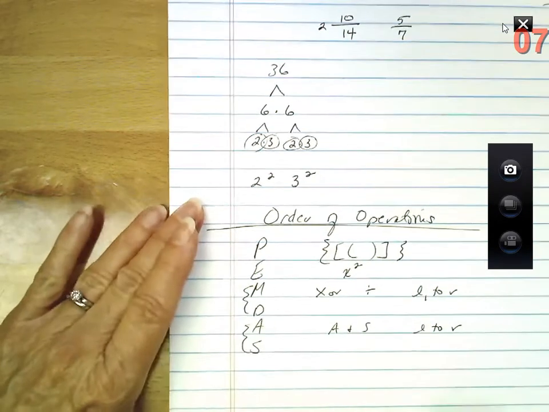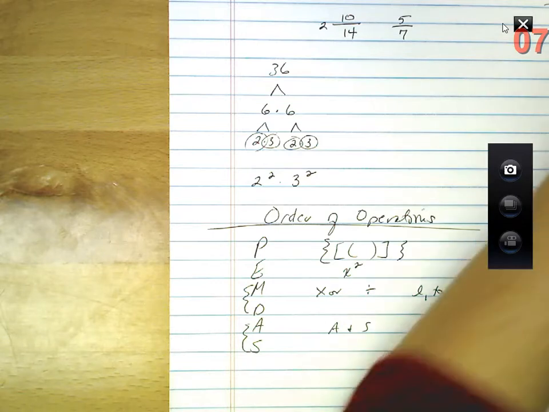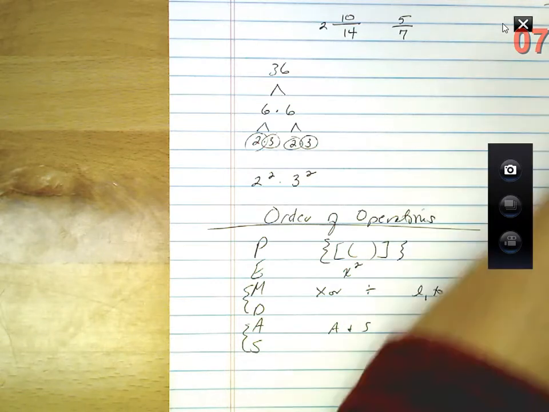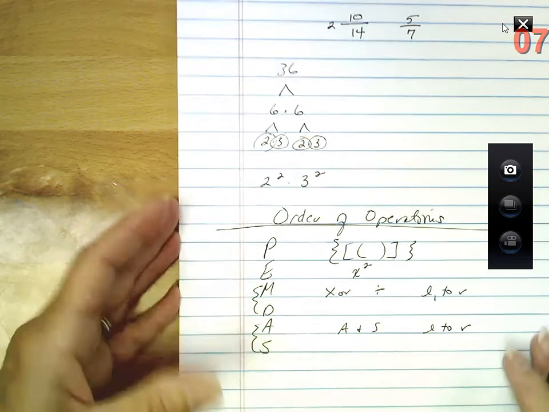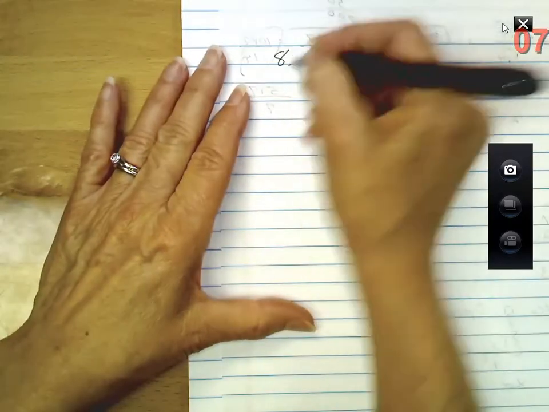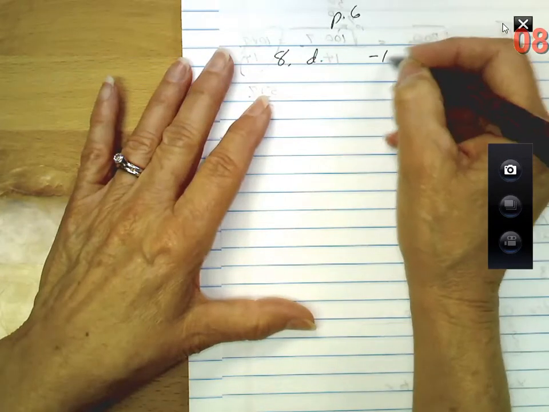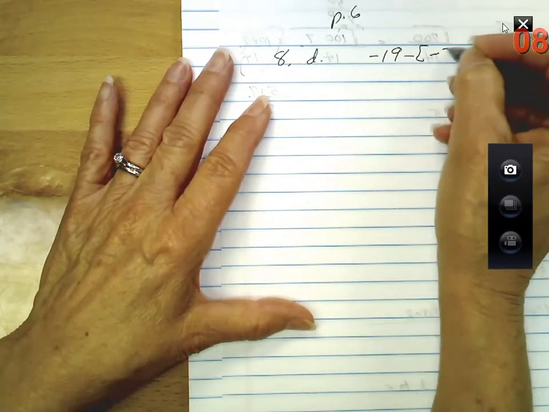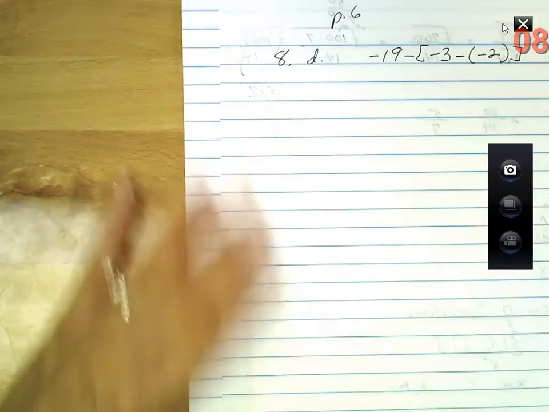So if we have one, let's go on over to page 6. If we have something like number 8D, this is on page 6, number 8D. We have a negative 19 minus negative 3 minus a negative 2, and then parentheses like this.